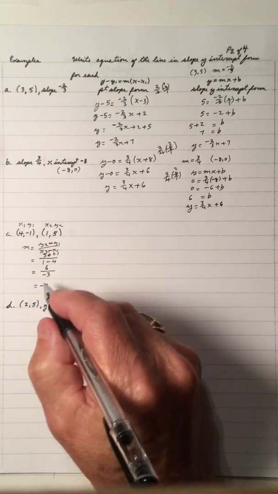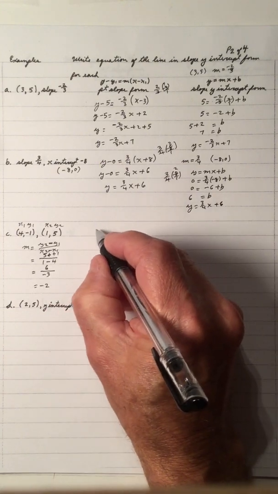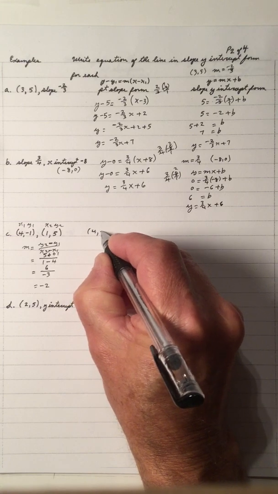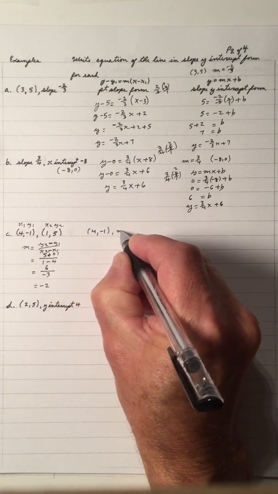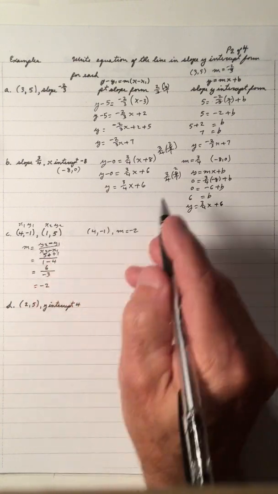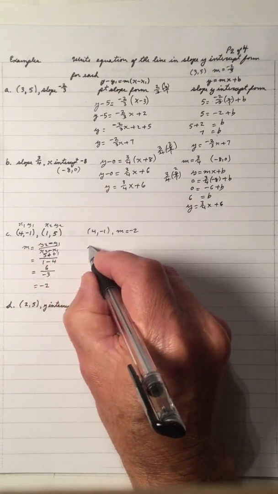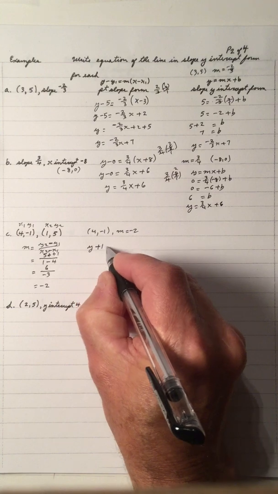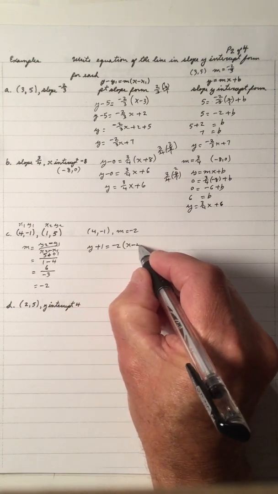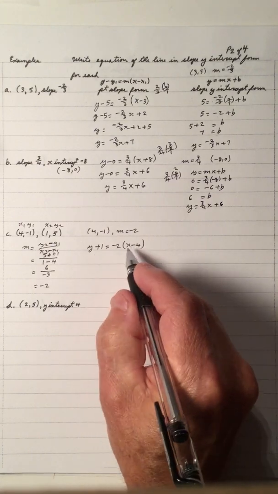Now since I have found the slope, I can plug it into the point slope form, and I'll pick the point 4, -1, and I'll take the slope of -2. I could have taken this point. Either point will do. So y plus 1, -2 outside of x minus 4. That's the point slope form.